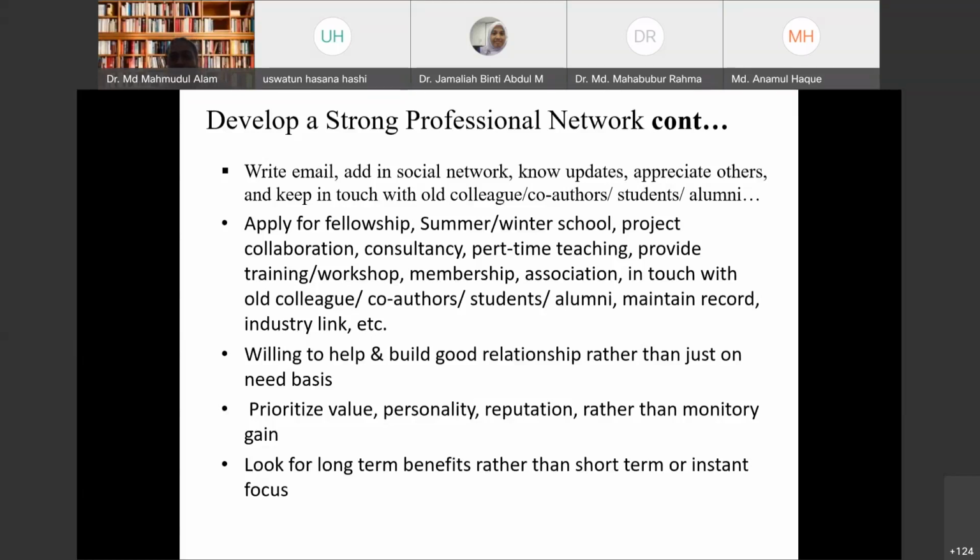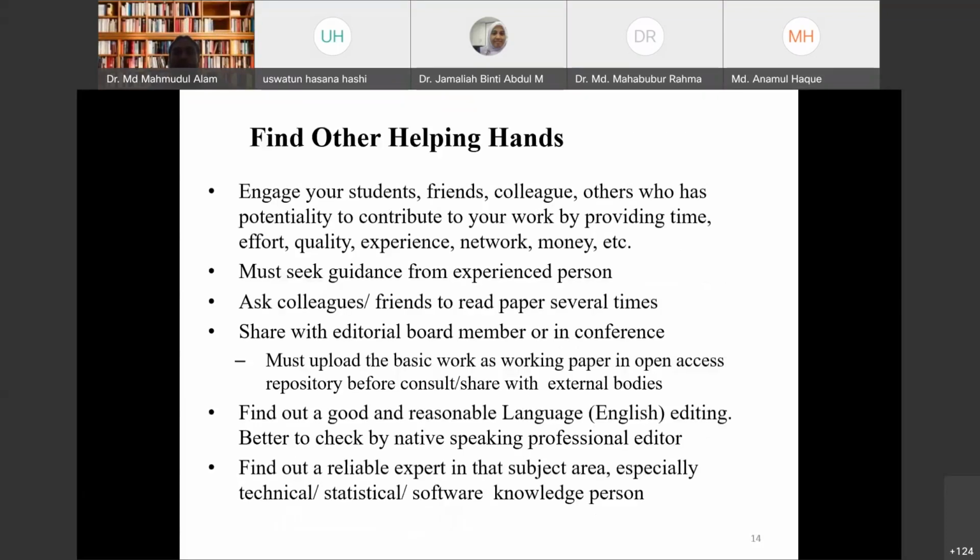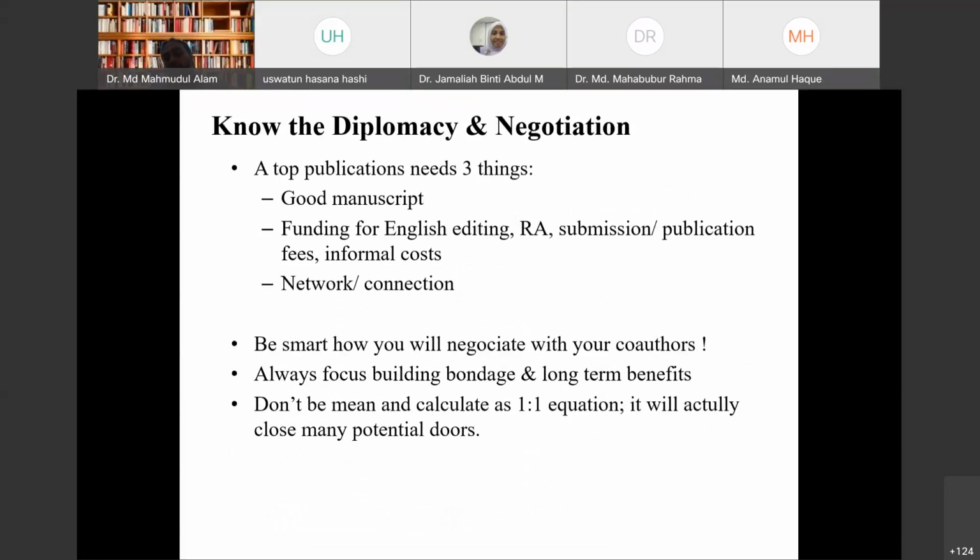And try to build a good relationship rather than just knock on your need basis. Then prioritize your value, personality, reputation, rather than just the minor gain. Okay, I just need this one. No, build the relationship. Look for the long-term relationship, long-term benefits rather than the short-term focus. Then find the suitable co-authors to make a team. Find the suitable co-authors. So the co-authors, if you make a team, you find your two co-authors from different places, but be diplomats. Be diplomats when you find the co-author, when you find the negotiation.